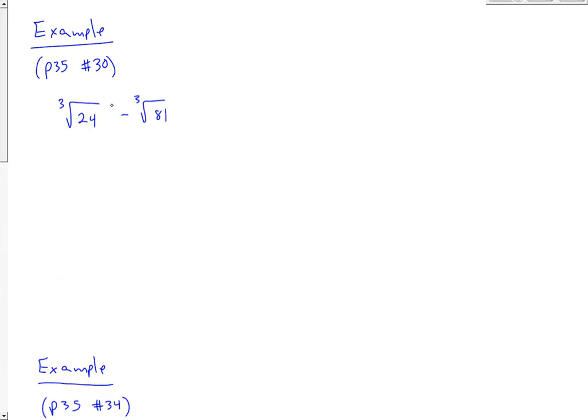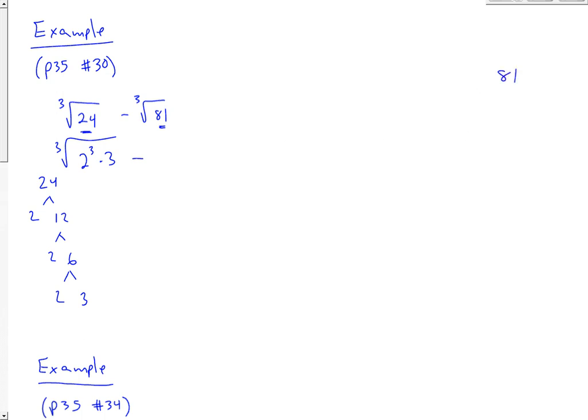Okay, moving on to another example. This is number 30 from page 35. Same thing, I need to get a common number under the radical. And I have cube root for both of these, so once I get a common number underneath, I will be able to subtract. So here, I only have 24, and I'm going to do a factor tree. So 2 times 12, 2 times 6, and 2 times 3. So that's 2 to the 3rd times 3, and that's the cube root, minus 81.